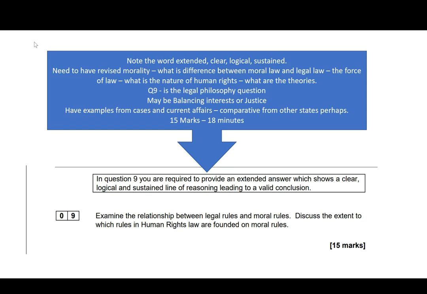In 2019, the question asked about balancing conflicting interests of freedom of expression, which is the European Convention on Human Rights, Article 10, and protecting an individual's privacy and reputation, and how this was achieved through the laws on defamation in Britain. The question's worth 15 marks, and no more than 18 minutes should be spent answering this question.